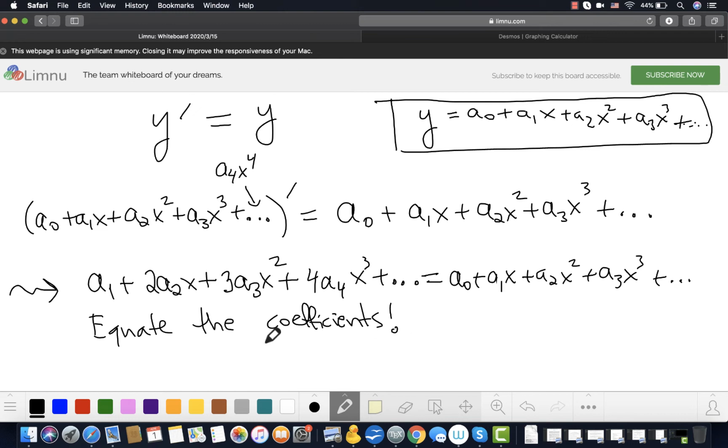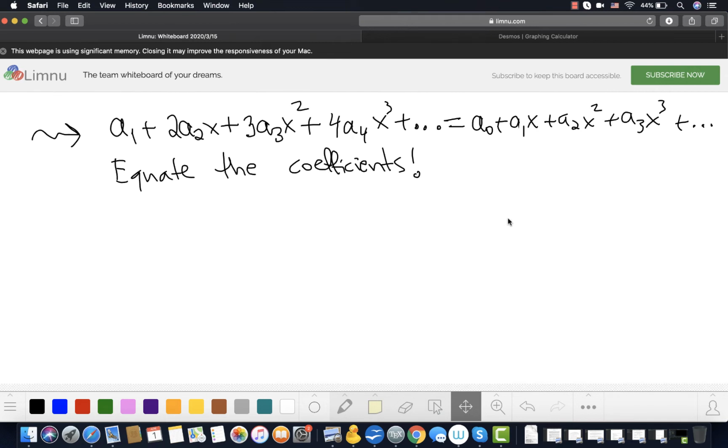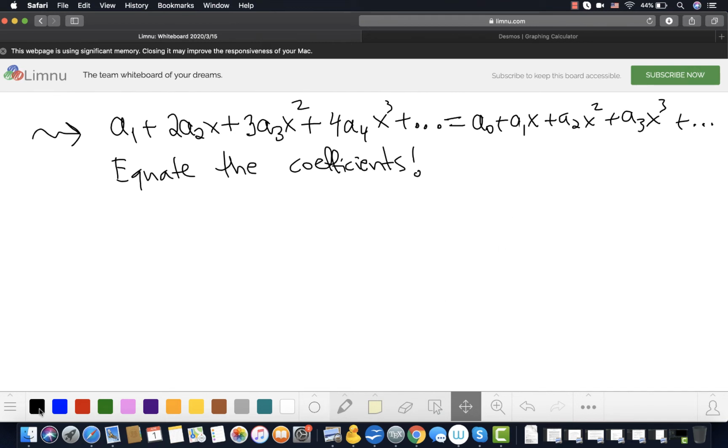Right, so the coefficient of x to the power of 0, well, that's just the constant, so a1 should equal a0. The coefficient of x on both sides must be equal, so 2 times a2 must equal a1. Coefficients of x squared on both sides must be equal, so 3 times a3 must equal a2, and so on. That's what we need.